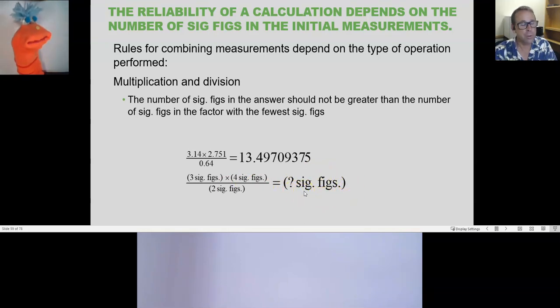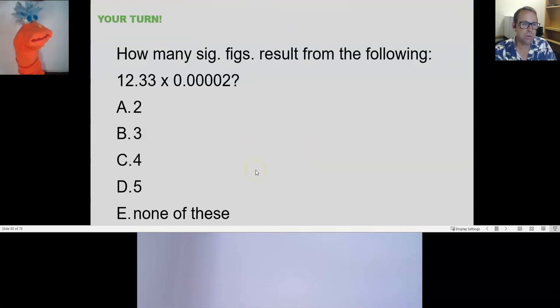Do you average them? No, you don't average them. You take the smallest number. When you're doing multiplication and division, you take the smallest number. So my answer is only going to be able to have 2 significant figures. Therefore, I take this value and I round it to 2 significant figures.